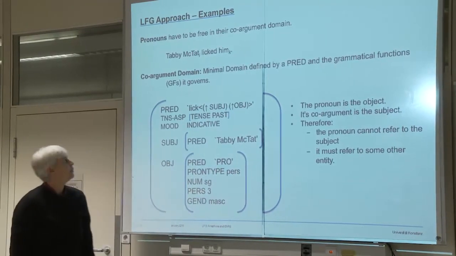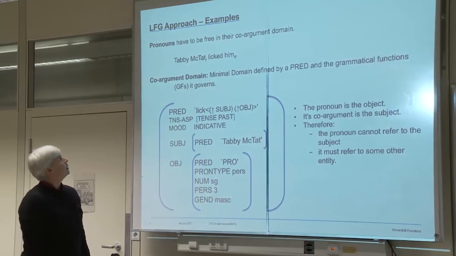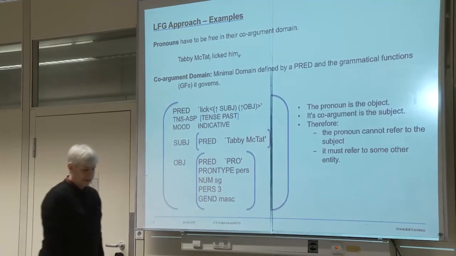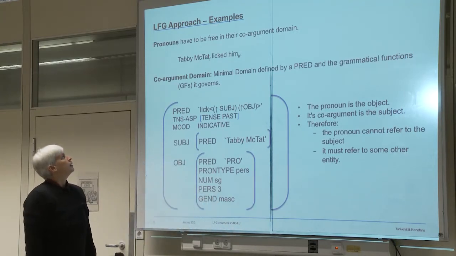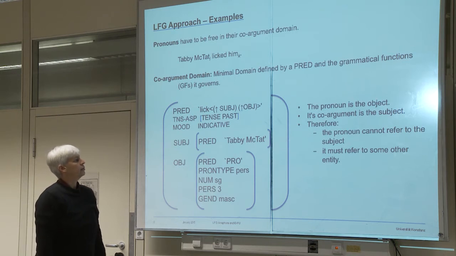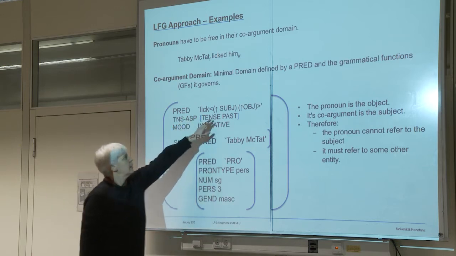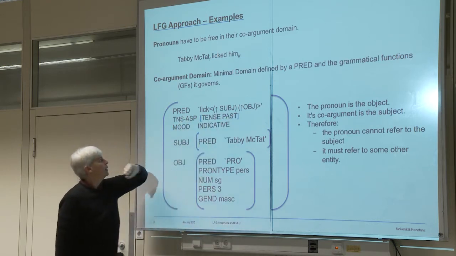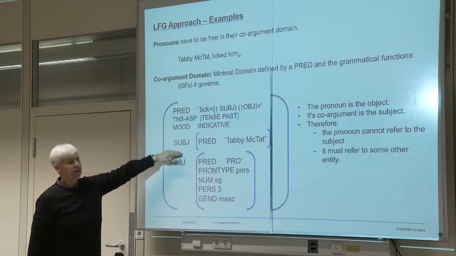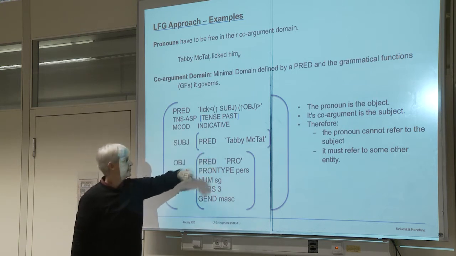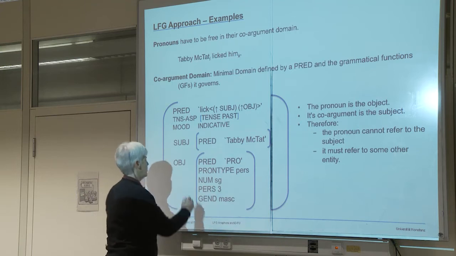The example I started out with, Tabby McTat likes him. Remember, this will come over and over again. This time you don't have to look at it, it's just on the slides. Pronouns have to be free in their co-argument domain. So let's look at this. Tabby McTat licked him. We have a pred lick. It has a subject and an object. And I've given you some information here. I've just given you very basic subject information. I haven't given you number, gender, etc. Just Tabby McTat. And an object, which is our pronoun. This basically corresponds to him.